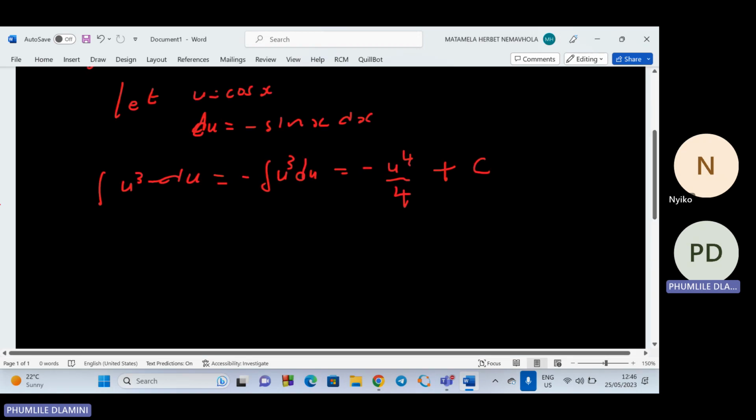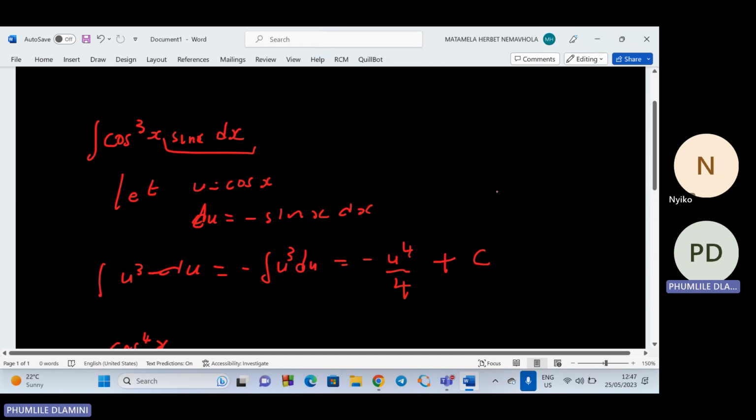When we substitute back, the answer is going to be cos to the power 4 of x over 4 plus c. So this one, they normally work with for integrals. You normally check, if you can let u, it's like by substitution, and when you differentiate, you get the part in such a way that it can be solved simply by basic rules of integrals.